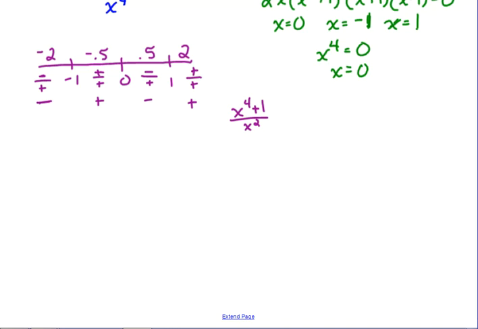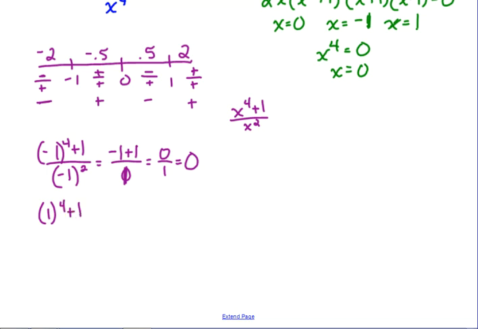So when we plug in -1 to the fourth plus 1 over -1 squared, -1 to the fourth is -1. -1 squared is +1. So -1 plus 1 is 0. 0 divided by 1 is 0. Guess what? Same thing's going to happen when we plug in +1. We're going to get, well, not the same thing, excuse me. Oh, that's positive. My bad. Let's go back just a little bit. I'm getting in too much of a rush.